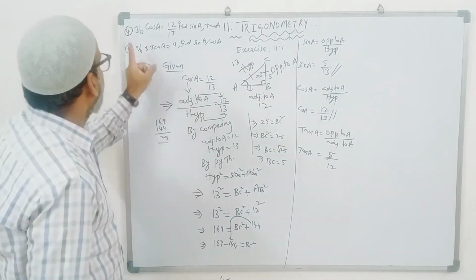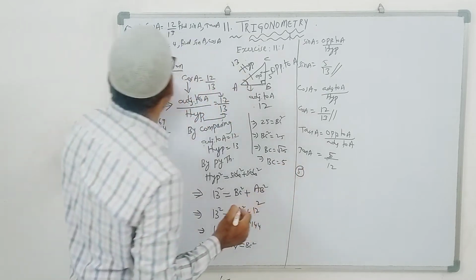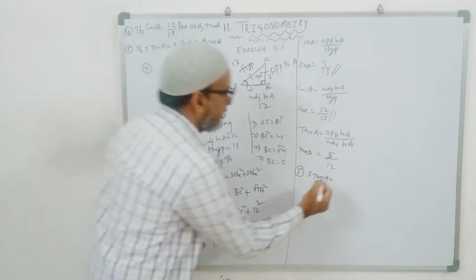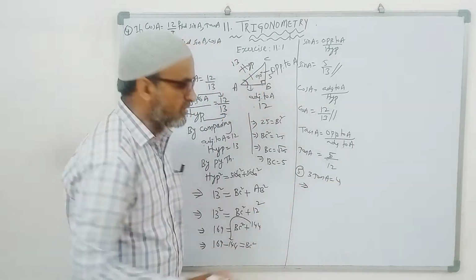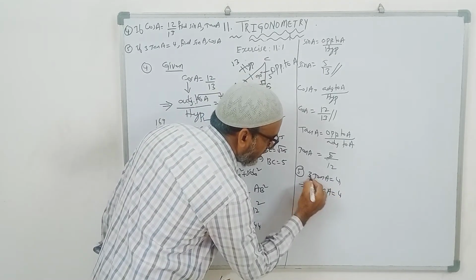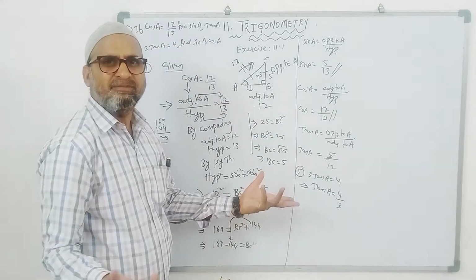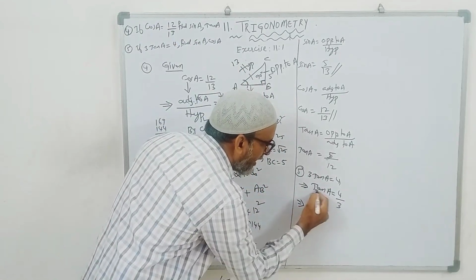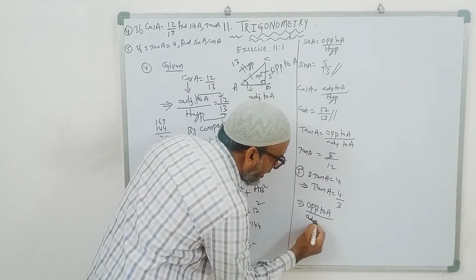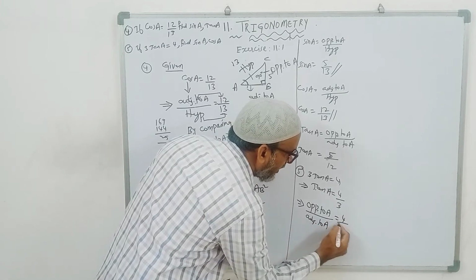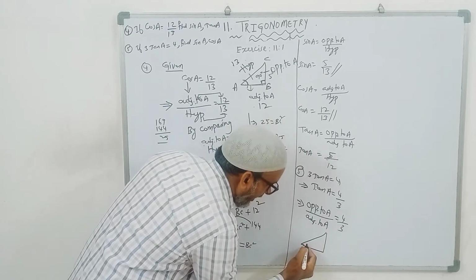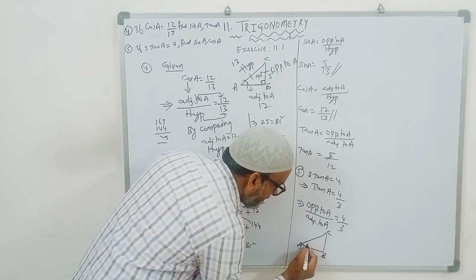Okay. Next is the fifth problem. You see, a small change. Fifth problem: 3 tan A is equal to 4. With this you can write tan A is equal to 4 by 3. Again the same: tan A's ratio, opposite to A by adjacent to A, is equal to 4 by 3. Now a right angle triangle here. I am taking A, B, C.